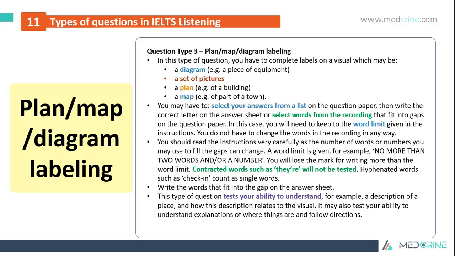You should read instructions very carefully, as the number of words or numbers you may use to fill the gaps can change. A word limit is given in this one. For example, you may be told to write no more than 2 words or a number. And remember, contracted words, for example, there's, will not be tested in this point. Hyphenated words, for example, check-in, check-out, count as a single word. This type of question tests your ability to understand, for example, a description of a place and how this description relates to the visual. It may also test your ability to understand explanations of where things are and following directions.